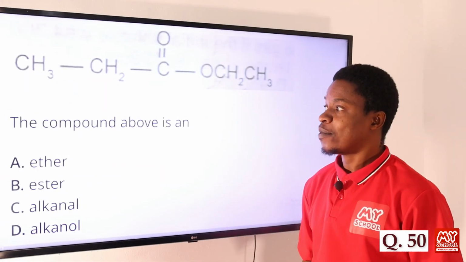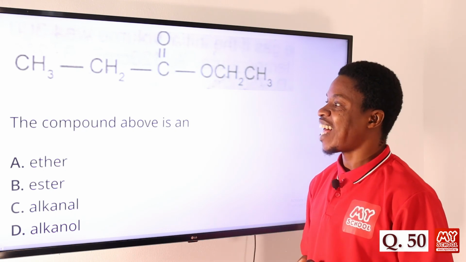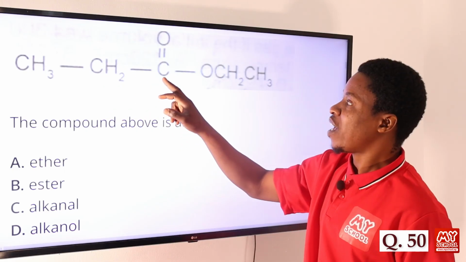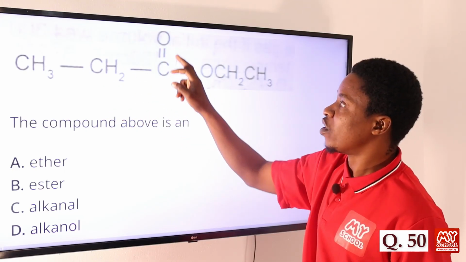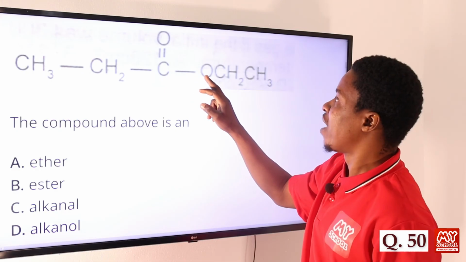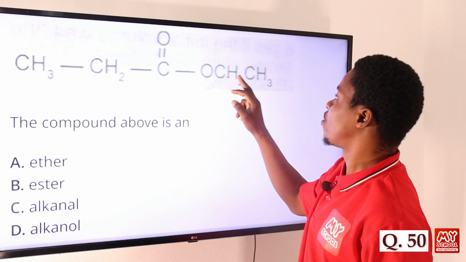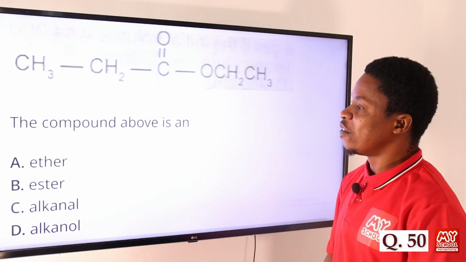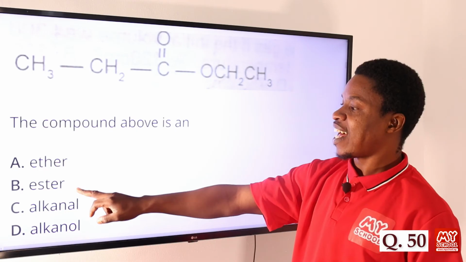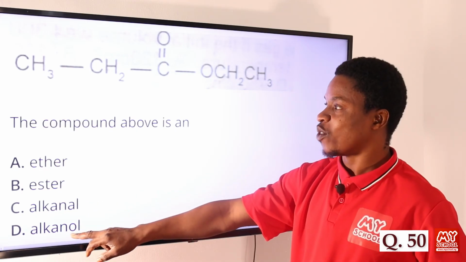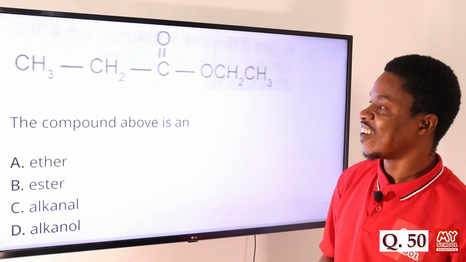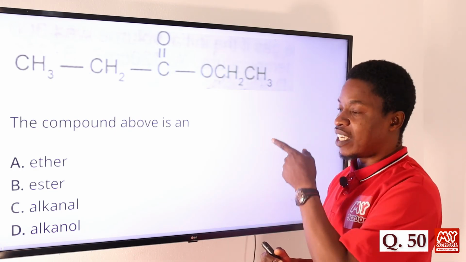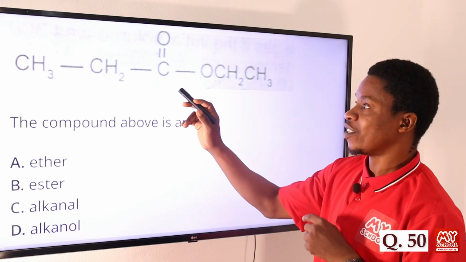Question number 50 now. The compound above is an what? You can see we have CH3, we have CH2, we have a carbonyl group here between carbon and oxygen, a double bond. Then we have oxygen, CH2, CH3. So the compound above is an what? Is it an ether? Is it an ester? Is it an alkanal? Is it an alkanol? Usually for alkanal we just have a CHO ending it. So this is not a CHO.